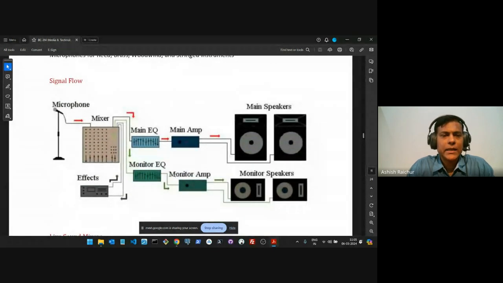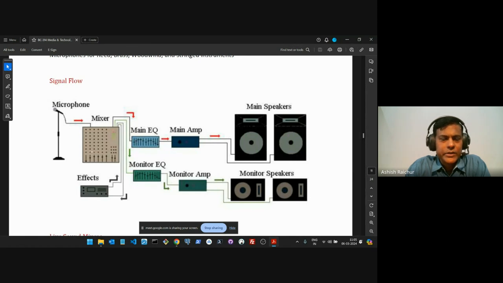So just to get an idea, generally, the sound from the mic goes to the mixer. Then it goes through an equalizer. You can also apply some sound effects, either through your hardware or sometimes even through software. You can apply some effects to the sound, it goes through the equalizer, and then goes to the amplifier that boosts the loudness of the sound, and then goes out to the speakers.